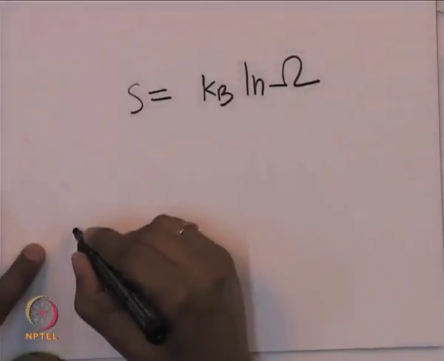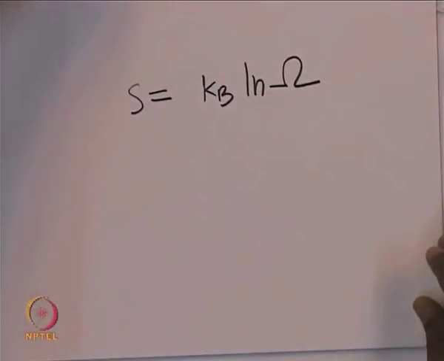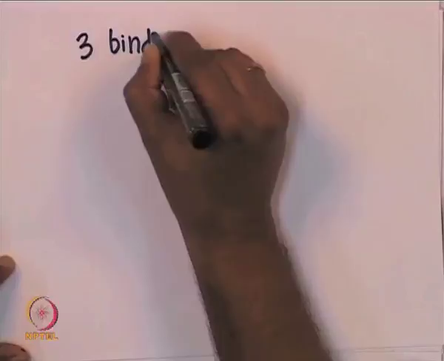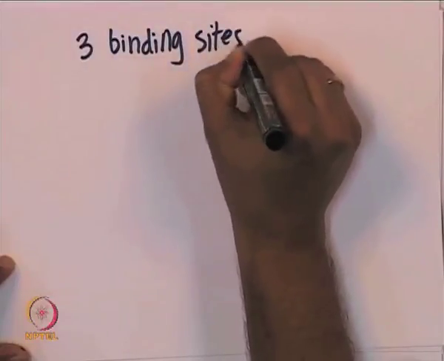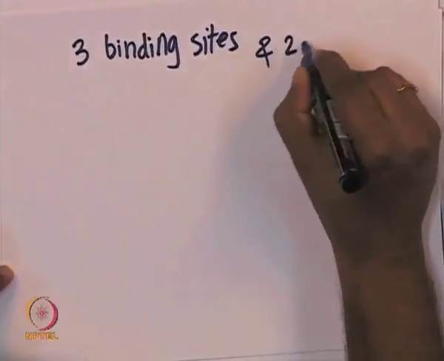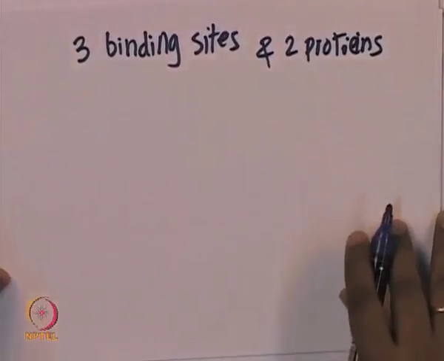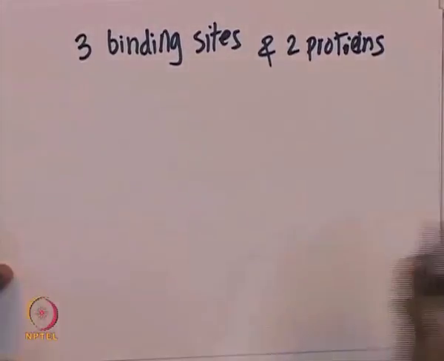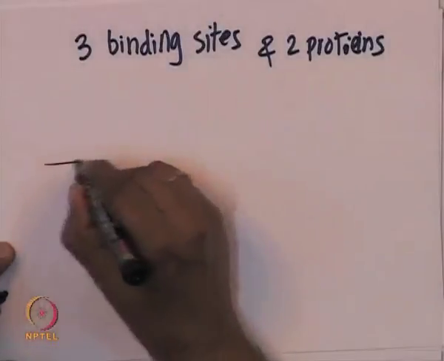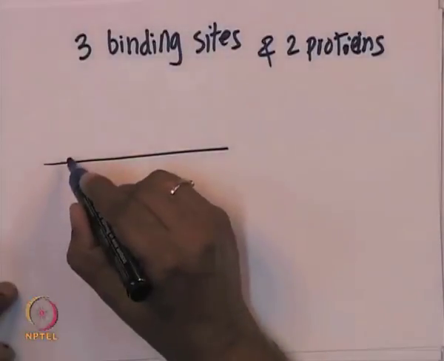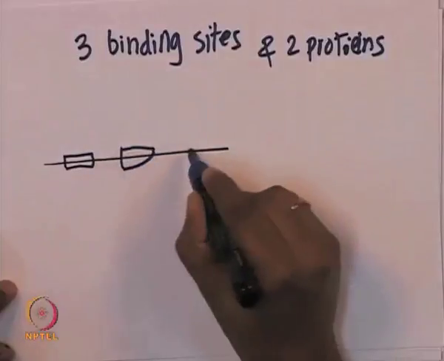So, we have DNA here. Let us think about this in a very simple manner. Let us say there are 3 binding sites and 2 proteins. How many of them will bind? We have this DNA, and the binding sites are, let us say, this is one binding site, this is another binding site, and this is another binding site.